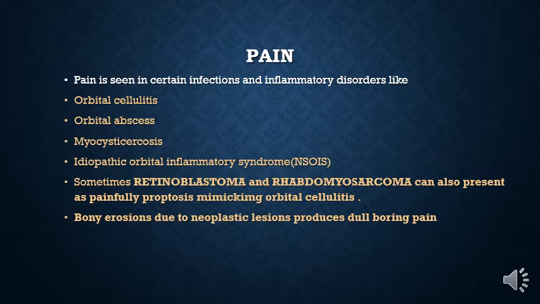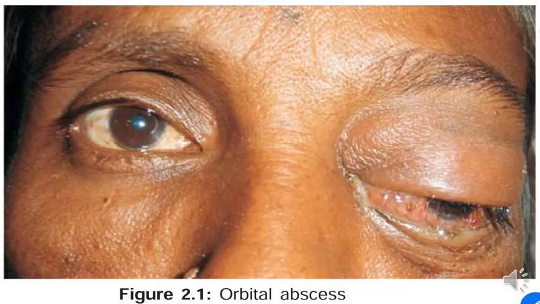And the malignant lesions which erode the bone also produce pain, which is a dull boring type of pain. This is a case of orbital abscess. You can see here the discharge and the congestion and chemosis of the conjunctiva and the forward protrusion of the globe. In these cases, we should ask thoroughly about sinus infections, so that we can rule out the source of infection in these cases.